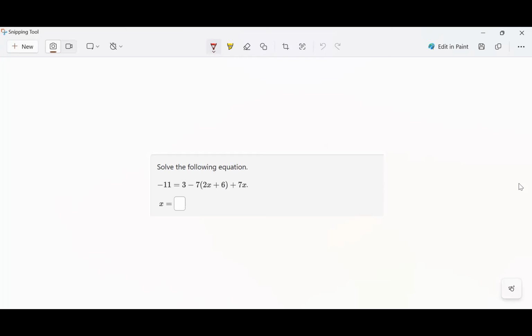Okay, let's go over the solution. We're going to simplify the parentheses first. We distribute -7 to 2x and -7 to +6. Carry over -11. -7 times 2x, minus times plus is minus, gives -14x. And -7 times +6 is minus 42.